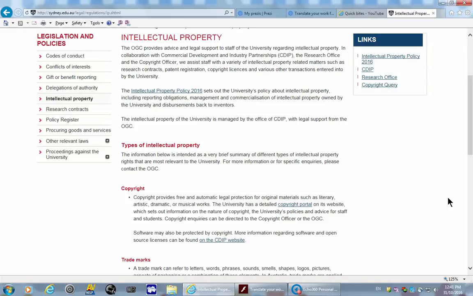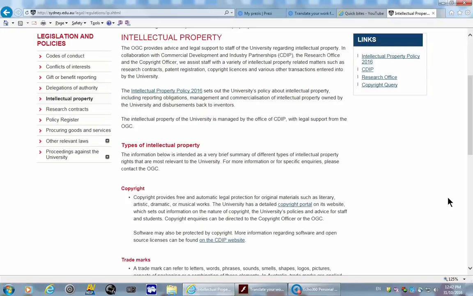It can be quite daunting, but we're here. This is the page about intellectual property, and you'll see that the recommendation is that you get advice from the Office of General Counsel. But I'd also encourage you to contact your research manager, or your academic liaison with the library, to make sure you have all your T's crossed and I's dotted. Do you have any questions?